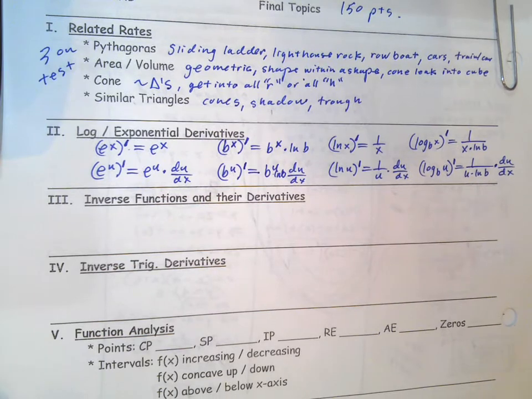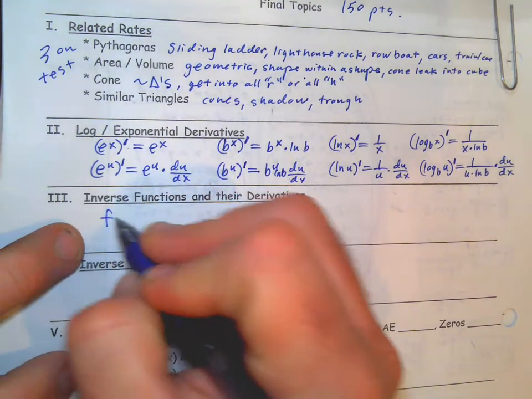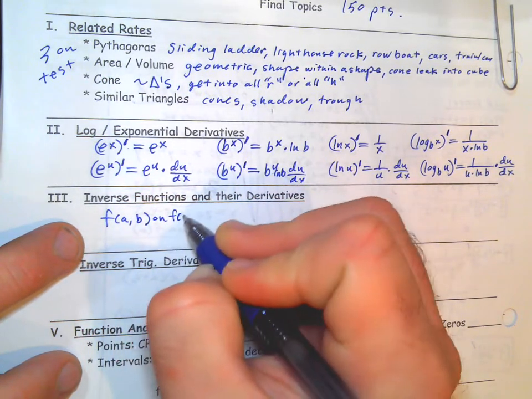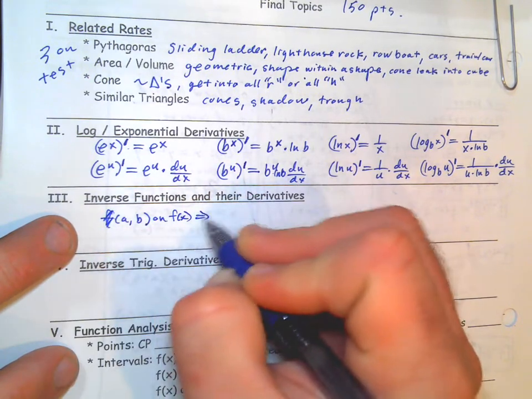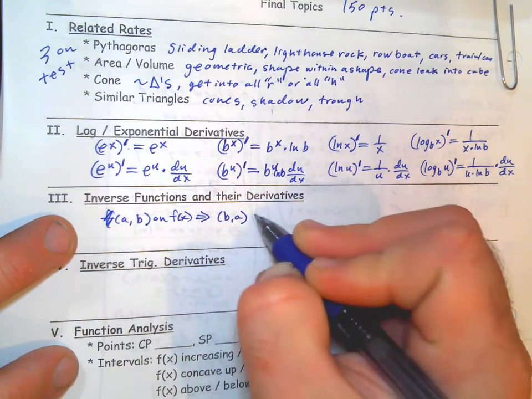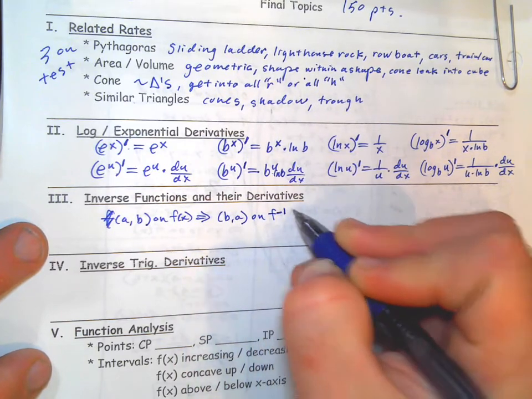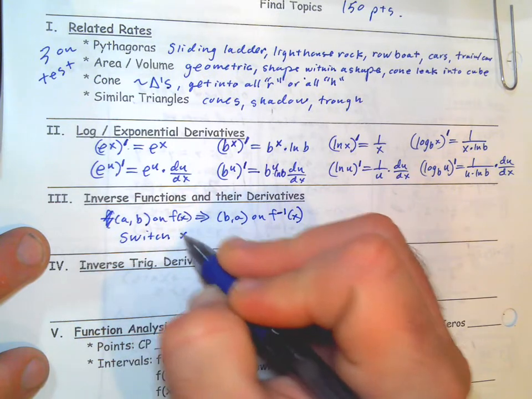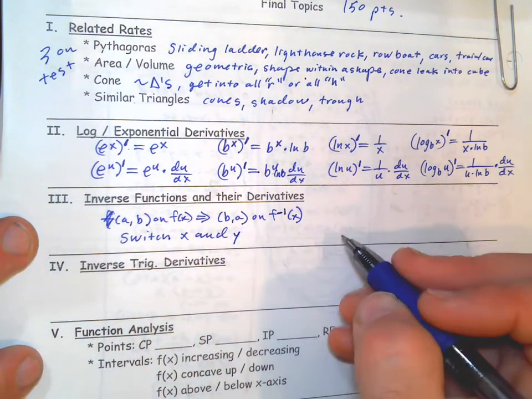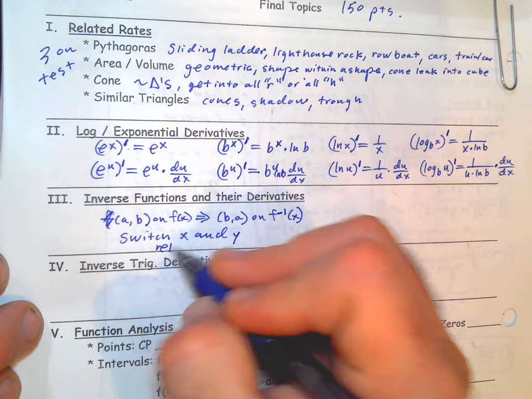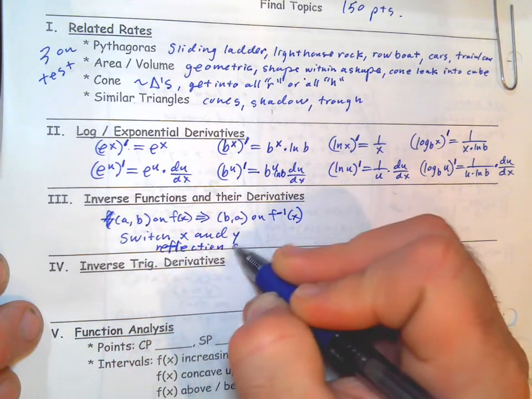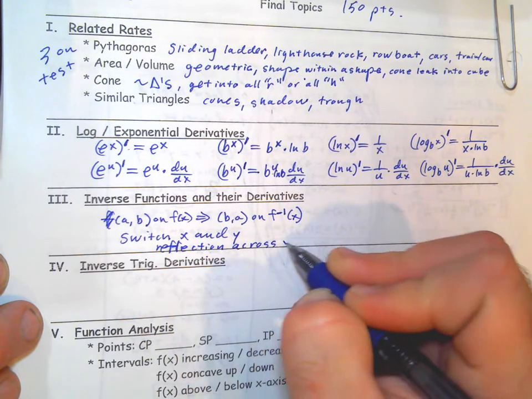Inverse functions and their derivatives. That's something that we were just talking about recently. So some basic things: if (a, b) is on f(x), then (b, a) is on the inverse function. So all the x's and y's swap. So we switch x and y. Graphically, they are reflections of each other across the line y equals x.